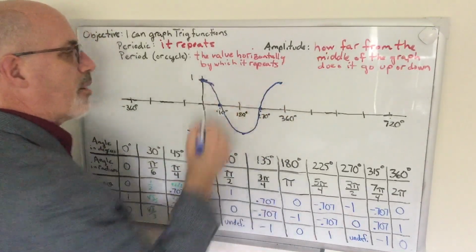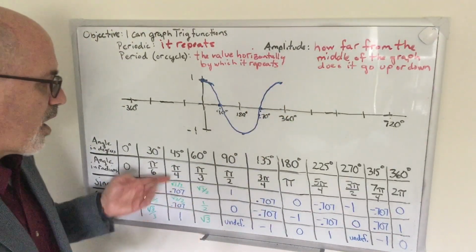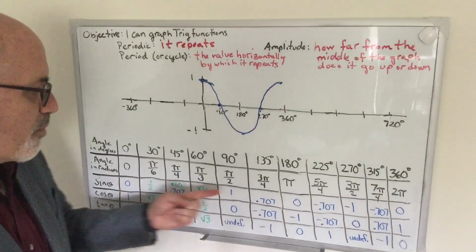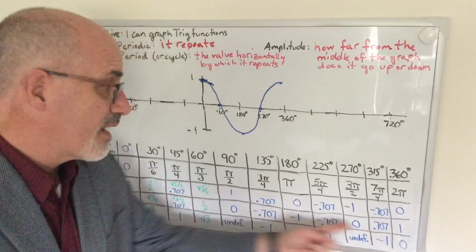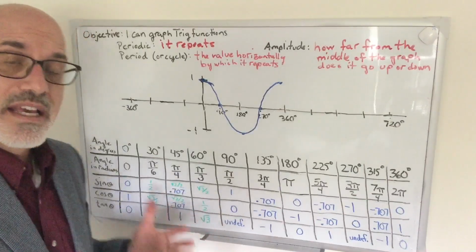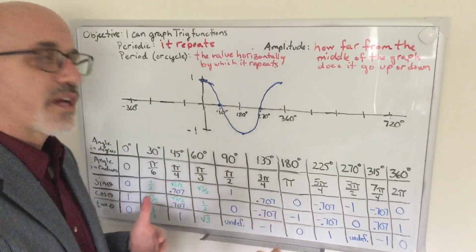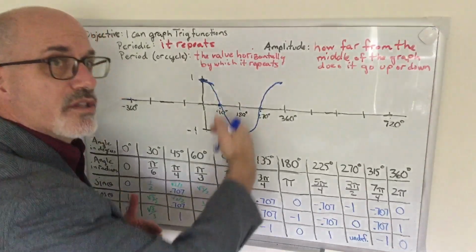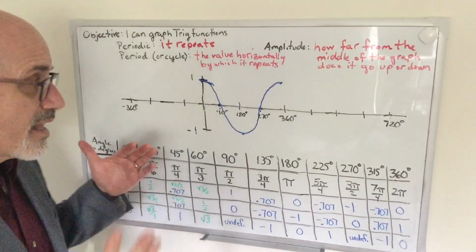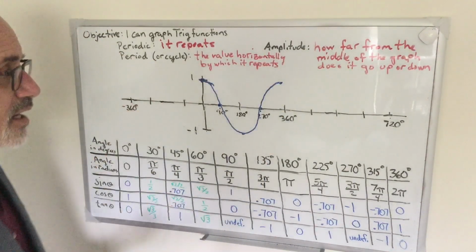So when we talk about periodic, notice how often in this cosine, the 0.7 repeats itself, but sometimes it's negative and sometimes it's positive. That happens over and over and over again because of this idea of going into the negative quadrants and then up into the positive quadrants. That repetition is the periodic nature of it.